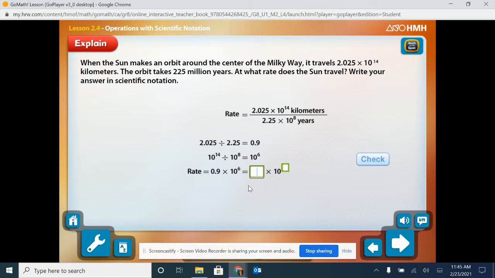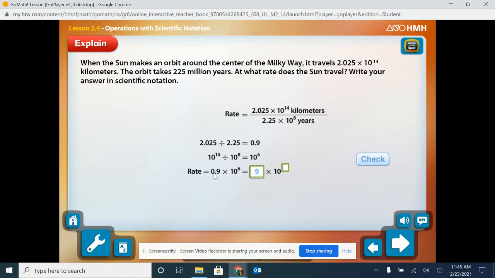Now, this is a big aha moment. When I first started teaching these concepts, I didn't realize, oh, this one is not in scientific notation. 0.9 is not in scientific notation. So remember that coefficient has to be less than 10, but it cannot be less than 1. It has to be greater than 1. So that becomes a 9.